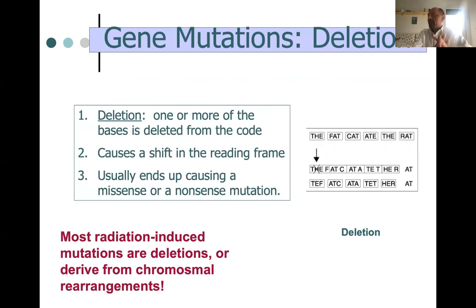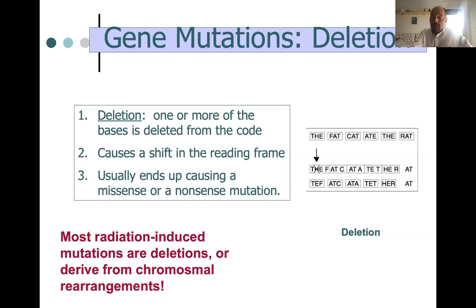And finally, deletion. Deletion is the simplest type of mutation. Here, you essentially lose one base. This also causes a shift in the reading frame, and then causes a missense or nonsense mutation.